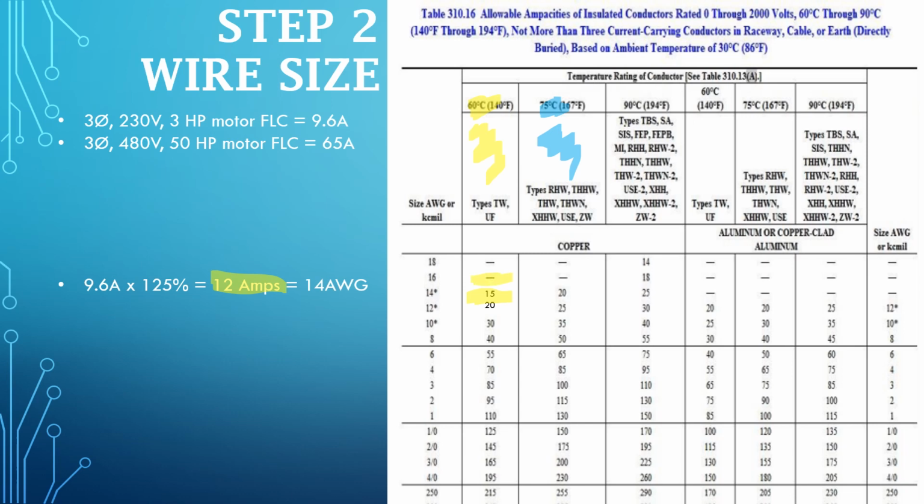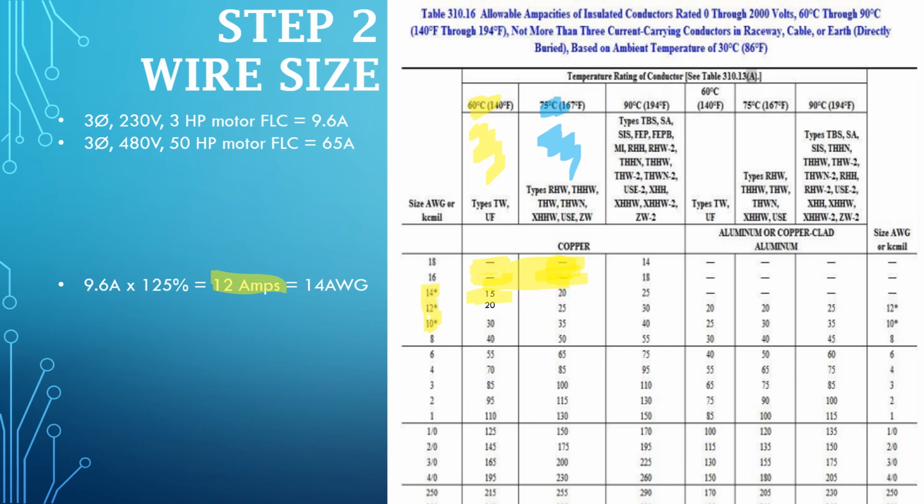Now, I don't have anything listed above that on either of these two columns. And the reason for that is, if you notice 14, 12, and 10, all three have little stars, and each of those little stars says that we can put a maximum of 15 amps on a 14, 20 amps on a 12, and 30 amps on a 10. Regardless of the wire type, regardless of the temperature ratings, if it's a 14, 12, or 10, we can only put 15 amps on the 14, 20 amps on the 12, and 30 amps on the 10.